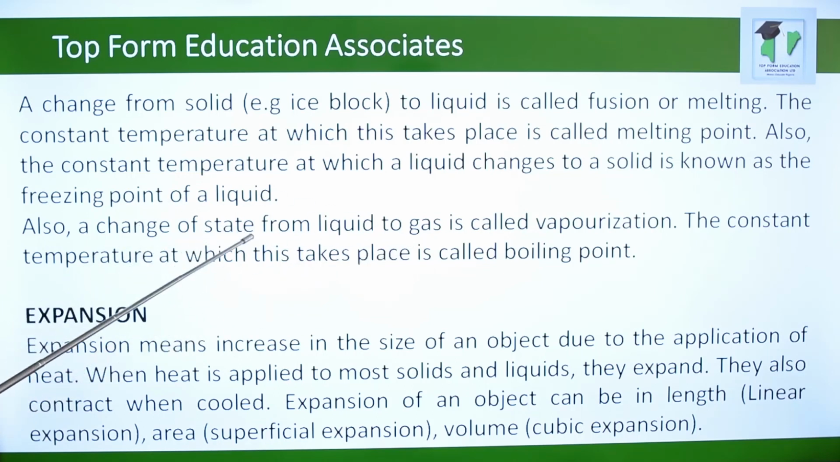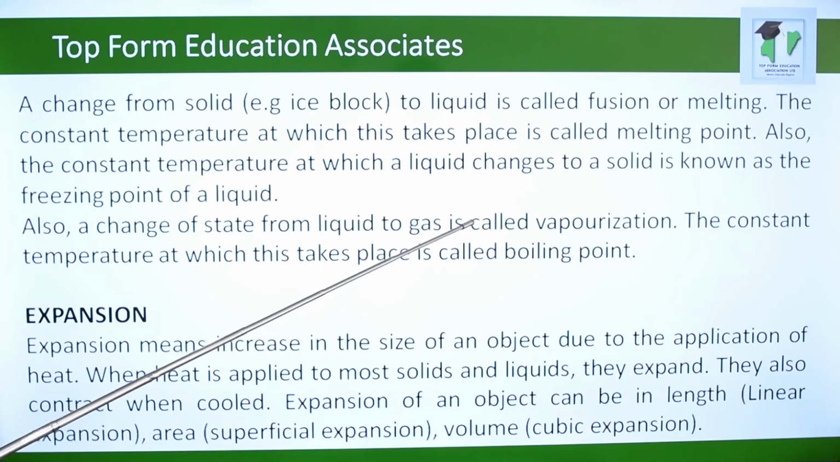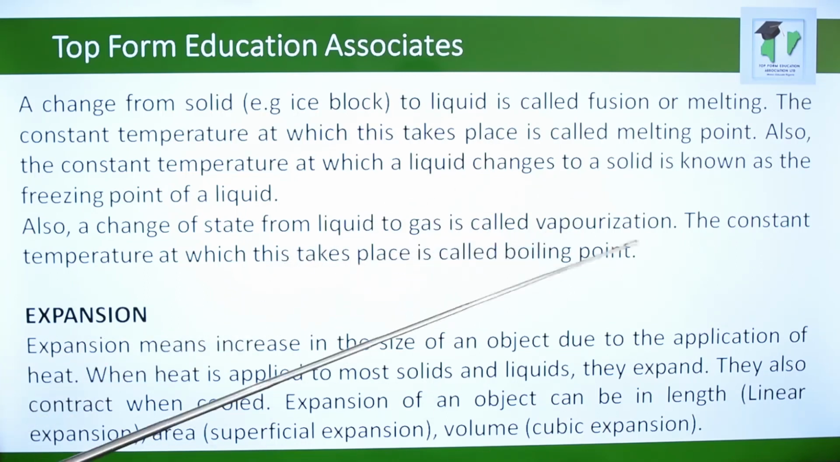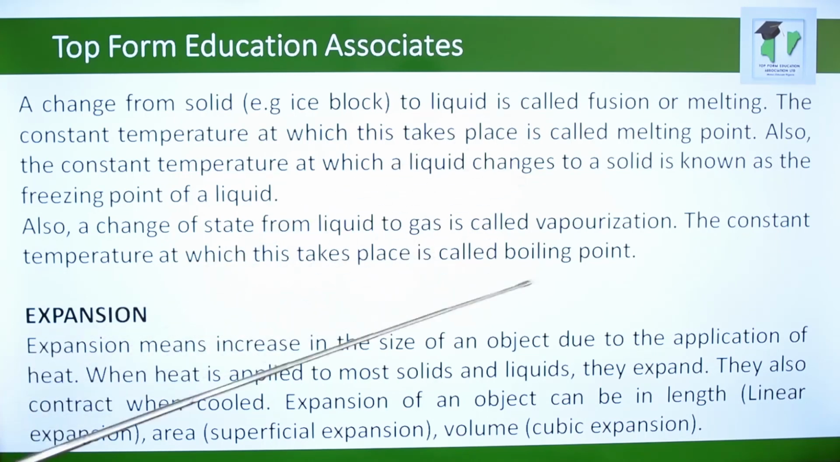is called what? Vaporization. Now you are boiling water and the water has now reached boiling point, 100 degrees Celsius, for instance. So at that point, the process of boiling, of changing from liquid to gas, is known as what? Vaporization. And the constant temperature at which this takes place is called what? Boiling point. We say constant temperature.